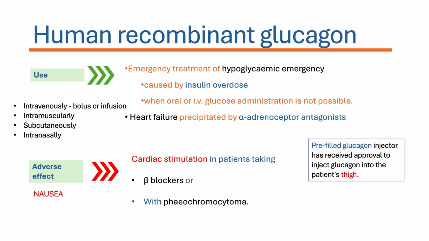And glucagon is available in the form of a pre-filled glucagon injector, which has received approval to inject glucagon into the patient's thigh. So whenever the patient is not responding to glucose or dextrose, oral glucose or IV glucose, the next step you need to do to increase the blood glucose level in case of hypoglycemic attacks is to give glucagon, which mimics the activity of adrenaline, which acts through beta receptors to increase the blood sugar levels.